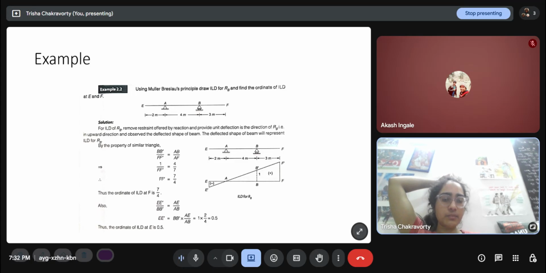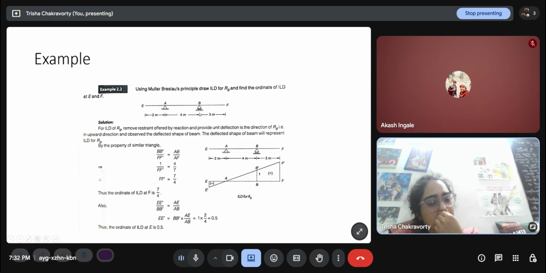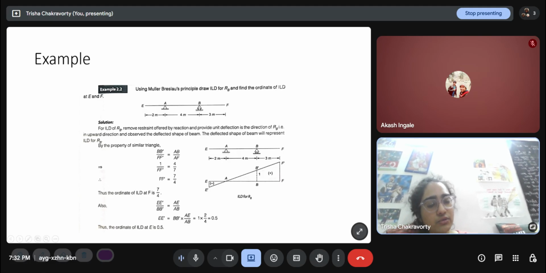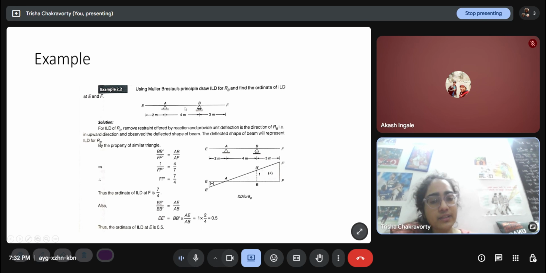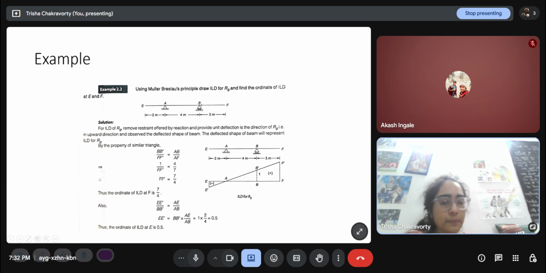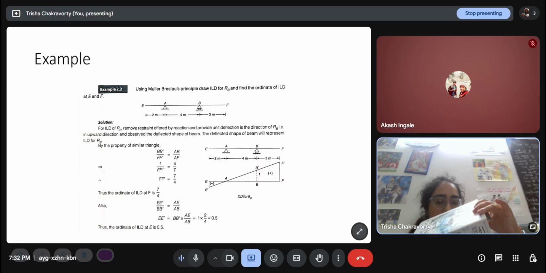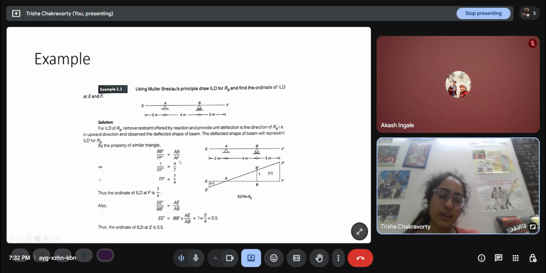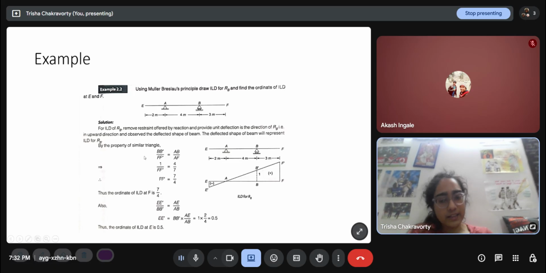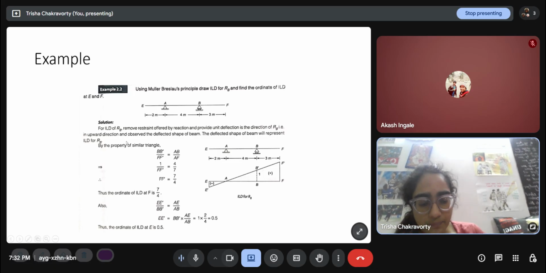So using the Muller-Breslau principle, if I want to draw the ILD for RB, what will I do? I will remove the restraint RB, and I will give a unit displacement here. So now imagine there is no roller, there is only a pin support here, and I give a displacement at B. This is A here. I give a displacement at B, so it will move up. At the point A, it will be 0 because there is a pin support here, but it will rotate just like this. So that is how the diagram will look. And then you can find out the magnitude of the ordinate by the properties of similar triangles.